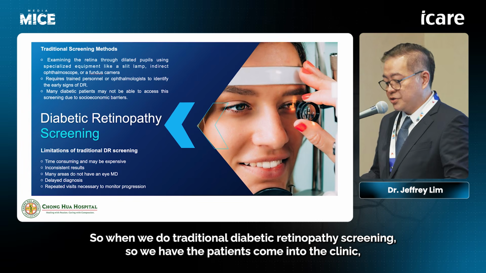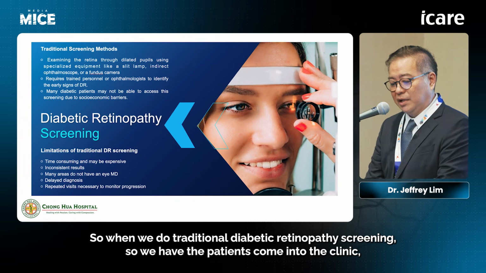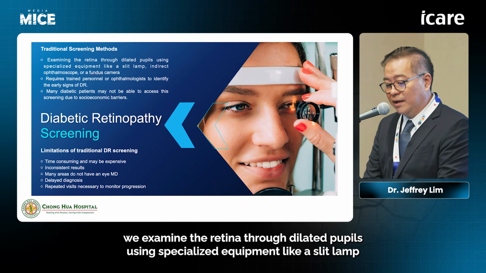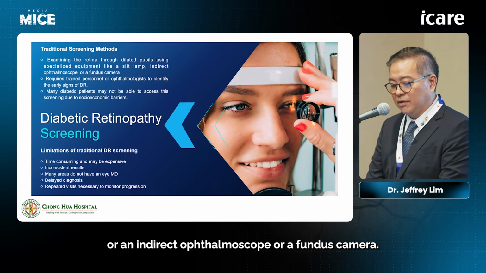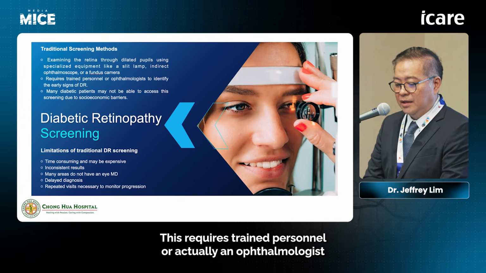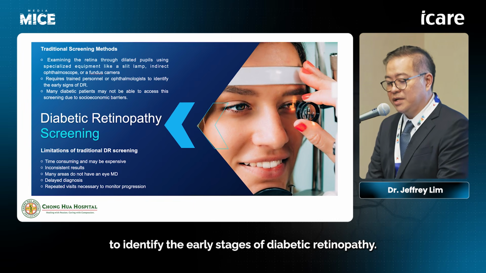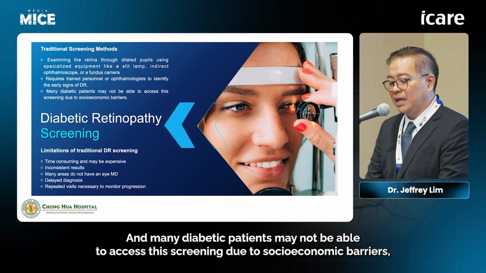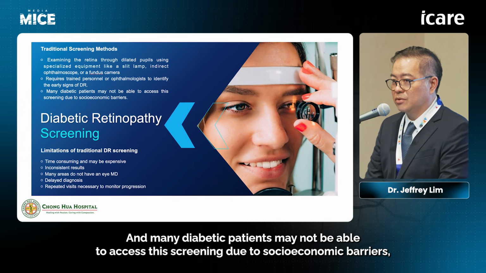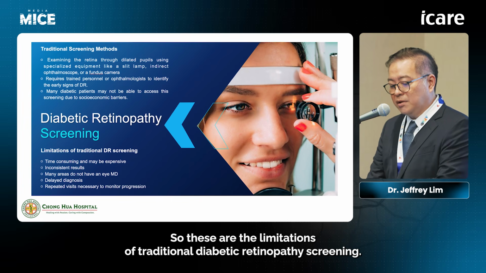So when we do traditional diabetic retinopathy screening, we have the patients come into the clinic, and we examine the retina through dilated pupils, using specialized equipment like a slit lamp, an indirect ophthalmoscope, or a fundus camera. This requires trained personnel, actually an ophthalmologist, to identify the early stages of diabetic retinopathy. And many diabetic patients may not be able to access this screening due to socioeconomic barriers, especially in our country, the Philippines. So these are the limitations of traditional diabetic retinopathy screening.